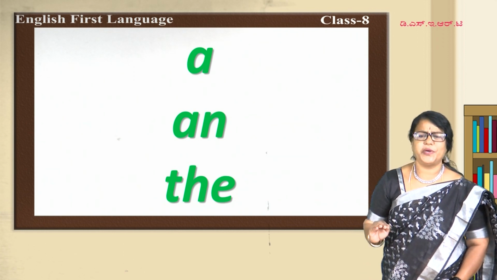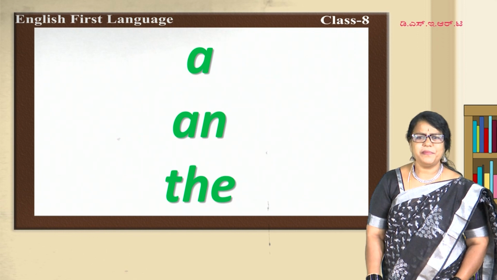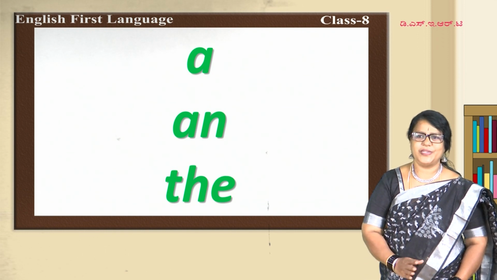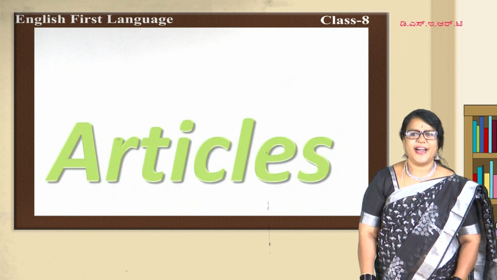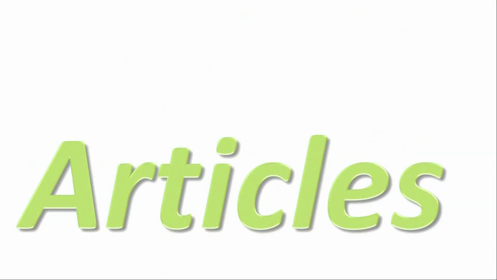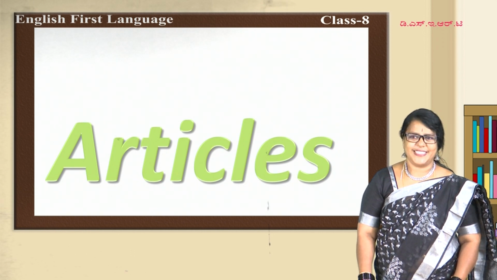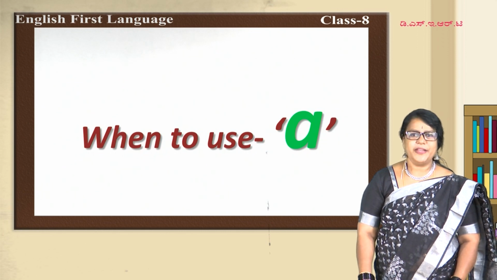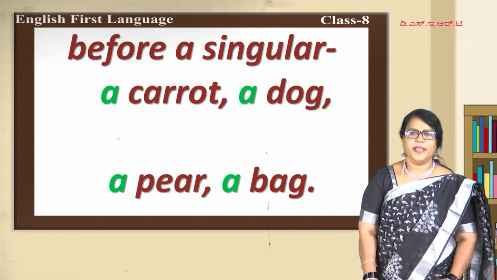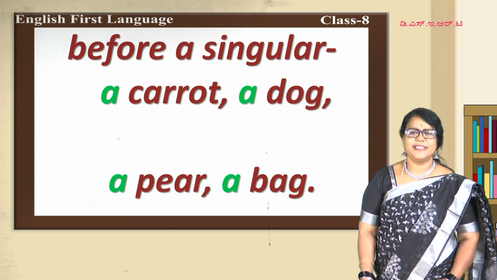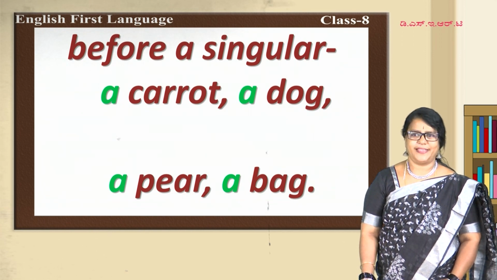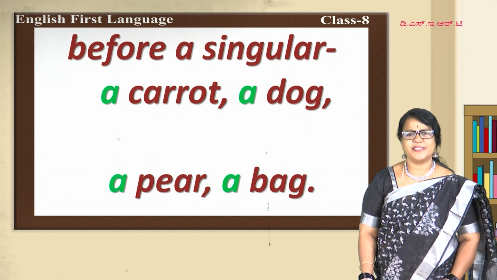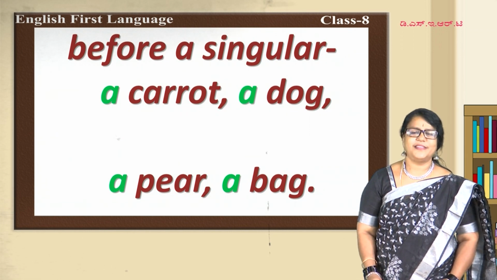You would have studied in your smaller classes and you would remember very well, you had been putting these words before some words. Yes, they are articles. What are articles? Let's see one by one. When to use a? A is used before a singular: a carrot, a dog, a pear, a bag. Likewise, there are many things you can use a before a singular noun.